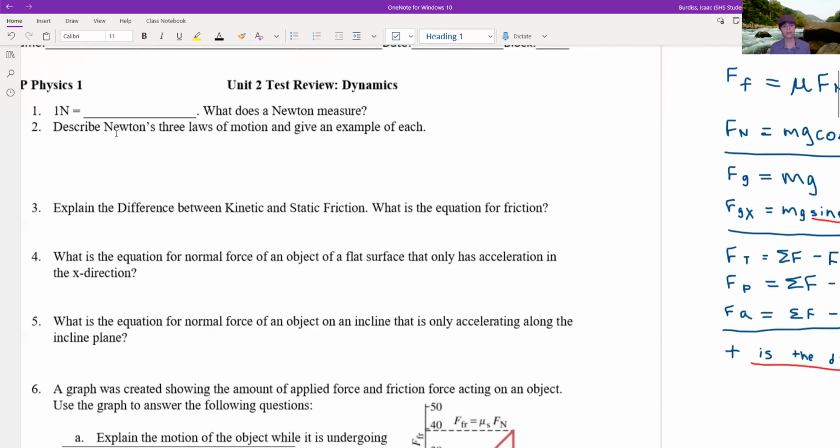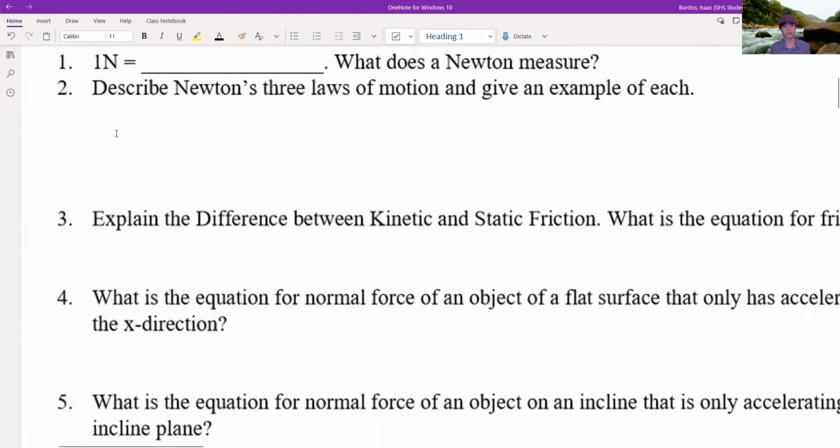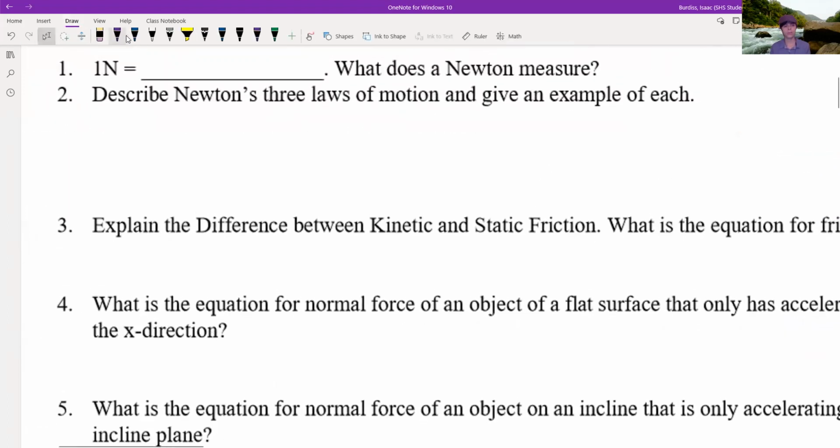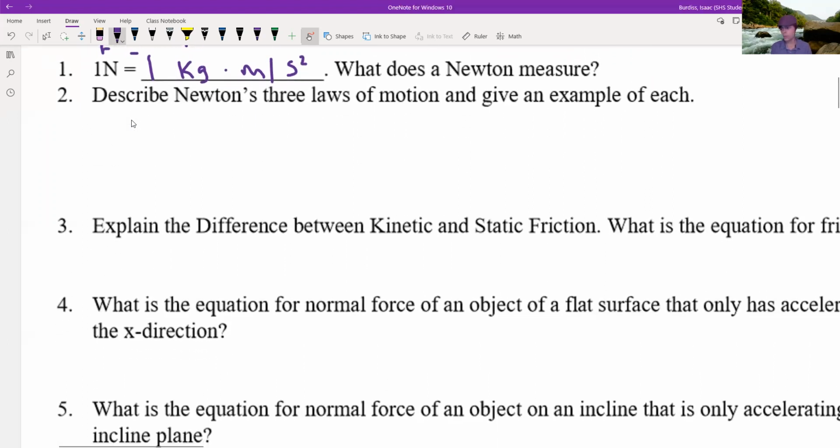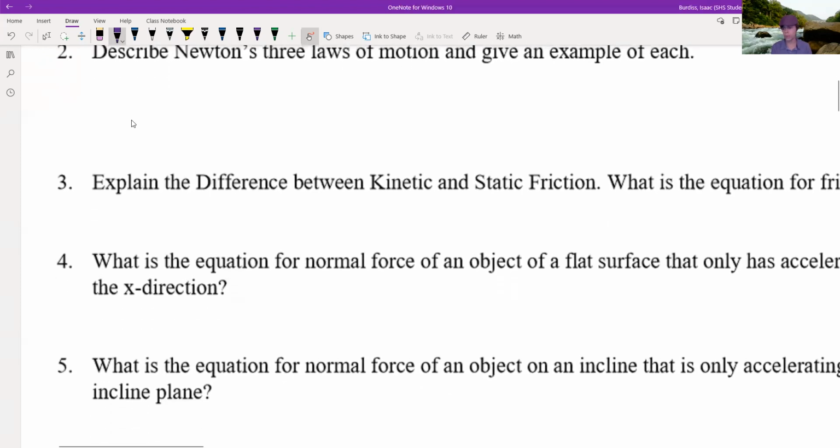So let's start out with this. 1 Newton equals, well, that's kind of a vague question. By the way, I didn't make these questions. It equals a kilogram times meters per second squared. That makes sense: kilogram is for mass, meters per second squared is for acceleration, and Newton measures force.